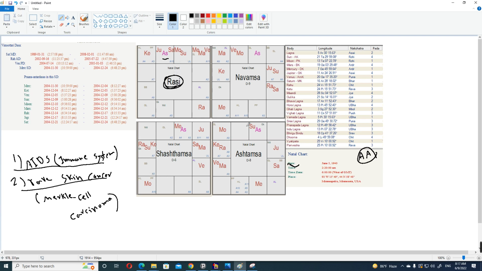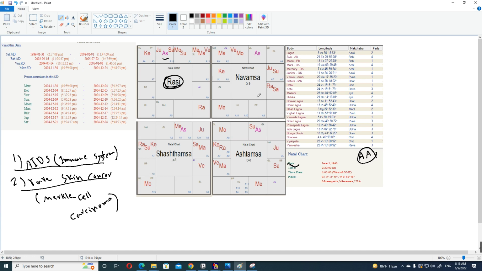You can see other three charts here. These are called divisional charts, or in Sanskrit they are called amsas. Amsas are divisional charts, the charts that are derived from the main chart. This is the main chart, and these three charts are derived from the main chart, and for making them you have to follow special rules, and I refer you to Vedic astrology books to study about them, how to make divisional charts.